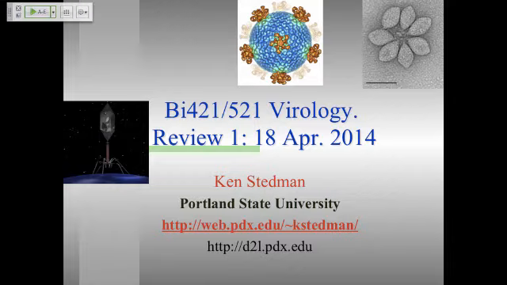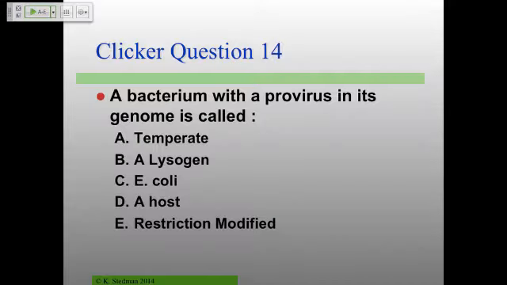So again, this is my normal review pattern, but first we have to have our clicker questions, because everybody loves clicker questions, right? So the first clicker question is: a bacterium with a provirus in its genome is called temperate, a lysogen, E. coli, a host, restriction modified.